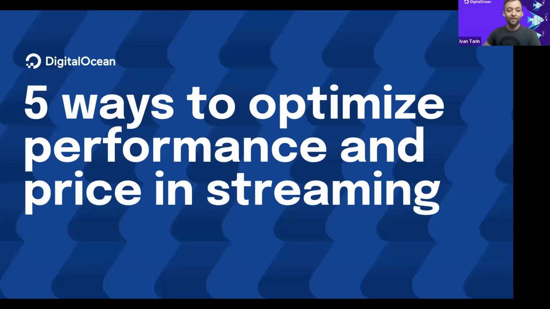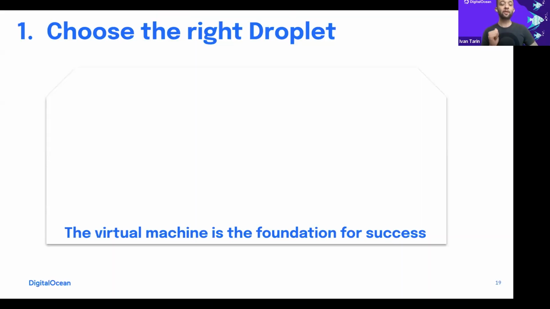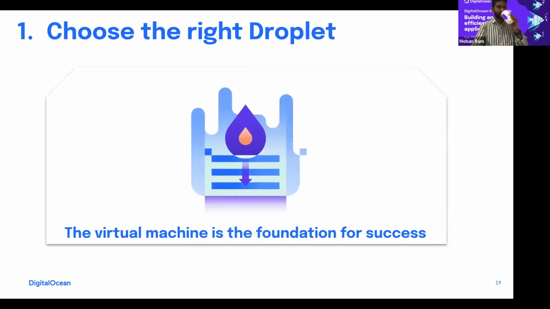So now let's get into it. Now that we're all on the same page, let's get into it. So the first step, go ahead please, Mohan, and click again for the image. So the first step is choosing the right droplet. So the virtual machine is the foundation for success. Even if you're on bare metal right now, the way you shape your virtual machines will have a cascading effect down to your applications. Please, next image.